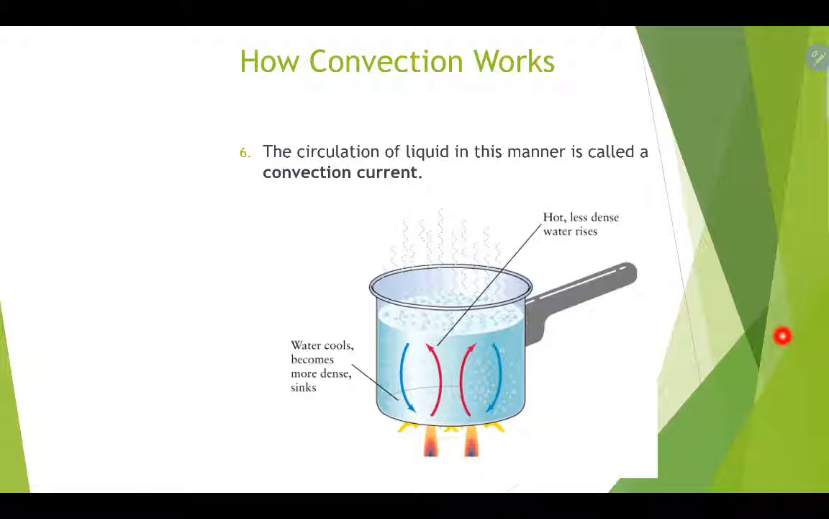Okay, so the circulation of liquid in this manner is called a convection current. So a convection current is when hot particles rise because they're less dense, and cold particles sink because they're denser. So if I have hot particles that become less dense and rise, and cold particles that become more dense and sink, it creates this cycle. One sinks, one rises. When you have something like this, you get a convection current. And when there's a convection current, you have convection happening over there.